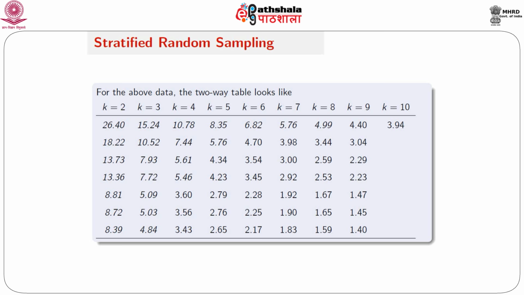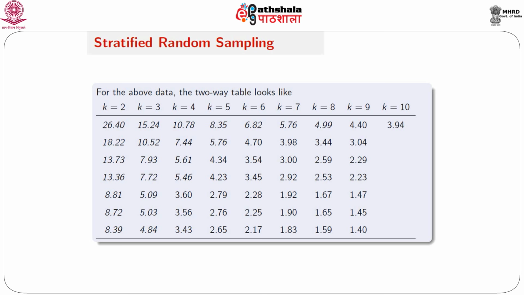So this 26.40, 15.24, 10.78, etc., they are all arising out of the products PH square divided by k into k plus 1, k ranging from 2 onwards. So you can see the whole table, the first row corresponding to the first value of PH, the next one corresponds to the next value of PH, and so on. These are the 7 rows, and for every row we have the expansion PH square divided by k into k plus 1. We need a sample of 30.